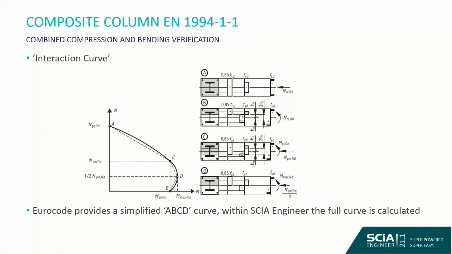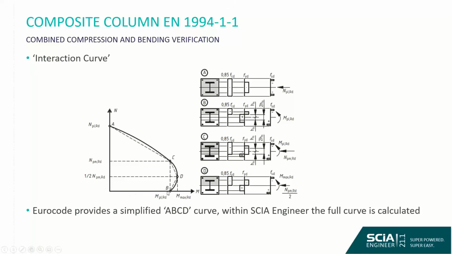Okay, that's for pure compression. Now, if we have compression and bending, we will automatically go for the interaction curve method, as I told you. What is this interaction curve? Well, actually, it's a curve representing all the maximal resistances possible in your section for a certain normal force value and a certain bending moment value.